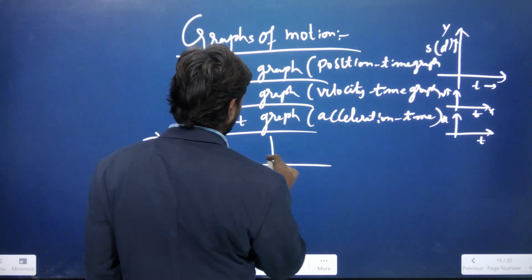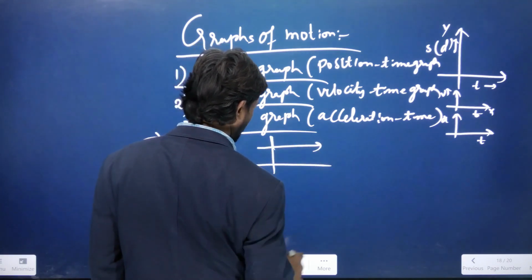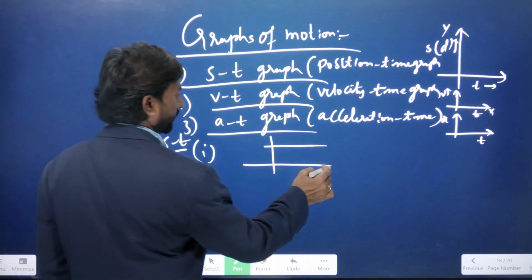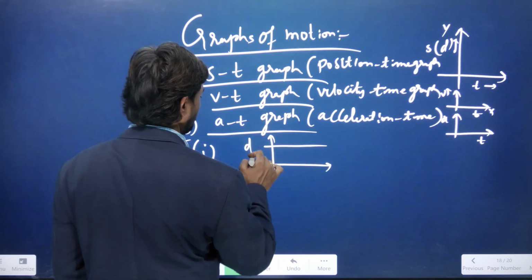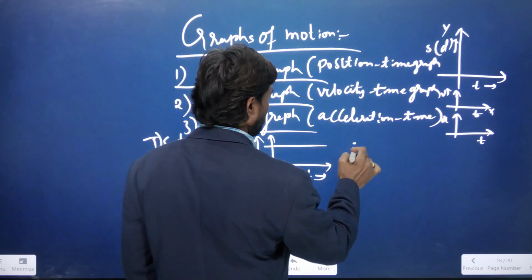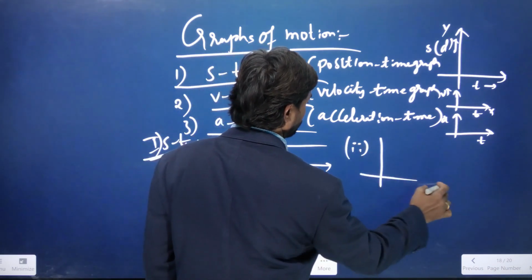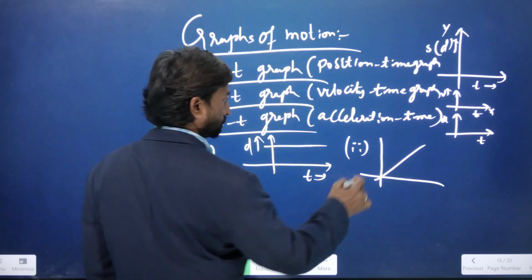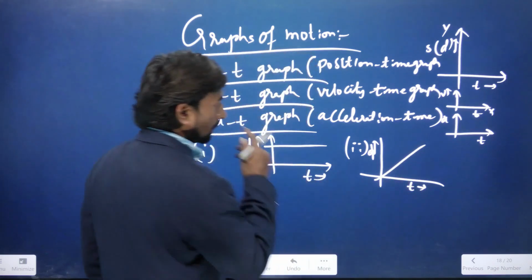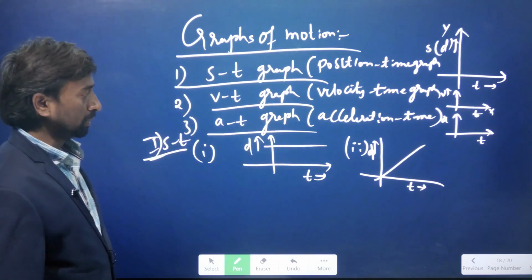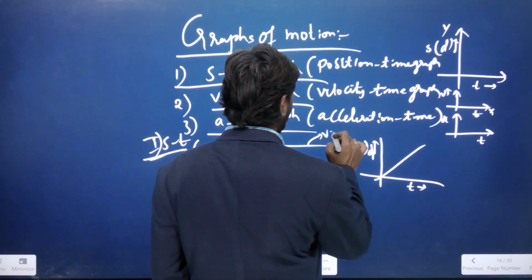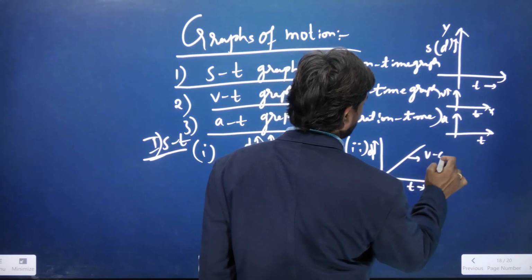If a body is at rest, then the graph is a straight line which is parallel to the x-axis. This is displacement and this will be the time. And the second case we have: if a body is moving with uniform motion. This is a displacement-time graph. Uniform motion means velocity will be constant. Here the slope will be 0, v is 0 here, and here v is a constant.